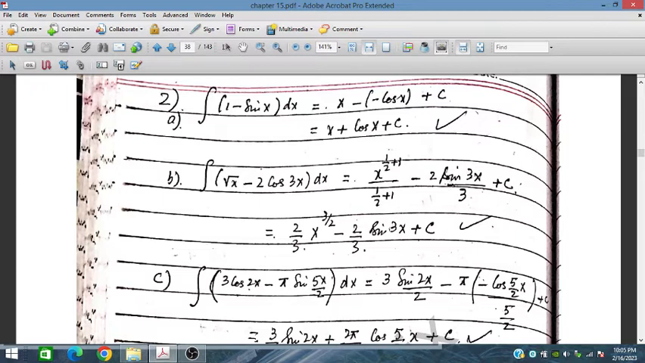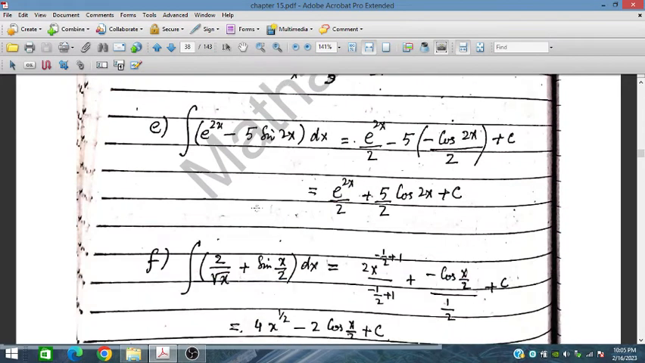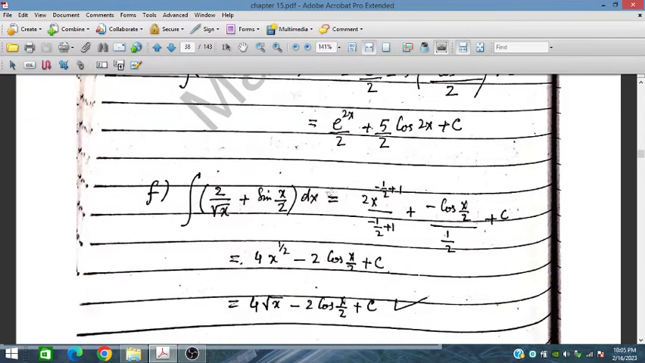Now this can be written as 2/3 x power 3/2 minus 2/3 sin 3x plus c. And now this is the integral of e power 2x minus 5 sin 2x dx. This part is obtained as e power 2x divided by 2, minus 5 is here, and sin 2x is obtained as minus cos 2x divided by 2 plus c. So this minus minus becomes plus, and 5 upon 2 is here. So e power 2x upon 2 plus 5 upon 2 cos 2x plus c is the integral of this function.